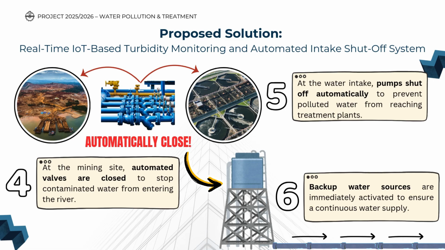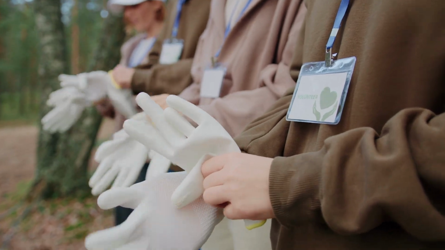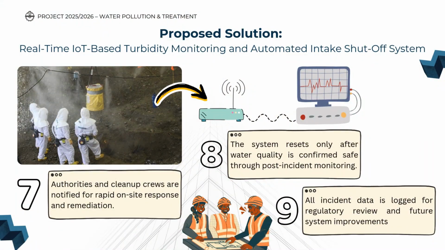To maintain continuity of supply, backup sources such as groundwater wells or stored clean reserves are activated immediately. This seamless transition ensures that households and businesses do not experience sudden water cuts. Authorities and dedicated cleanup teams are notified in real time. They respond quickly to the spill site, minimizing environmental damage and accelerating recovery efforts.